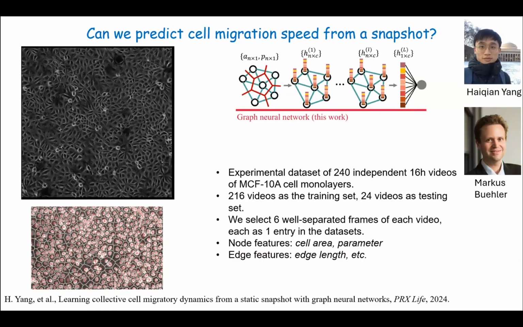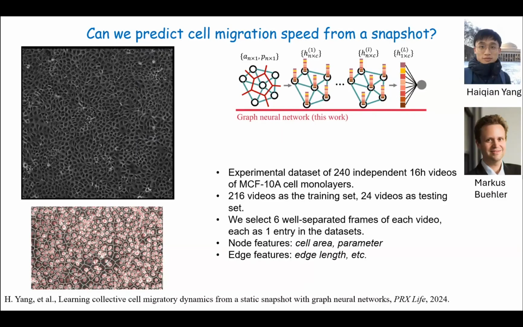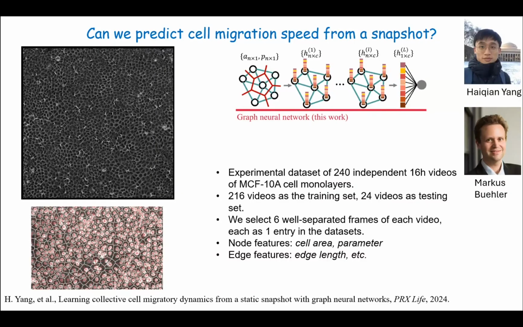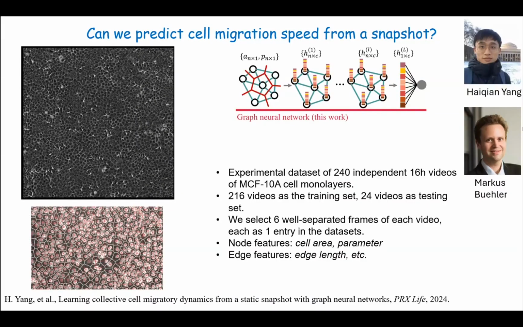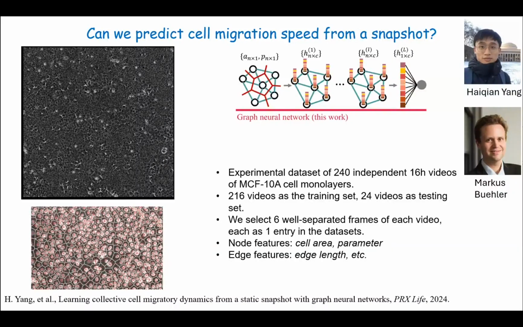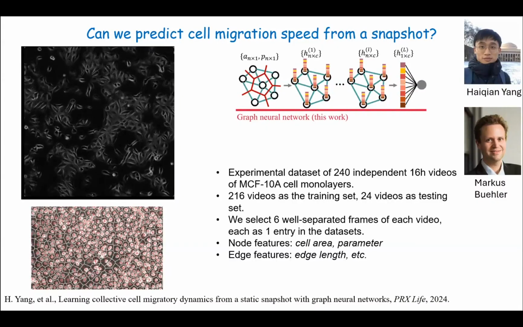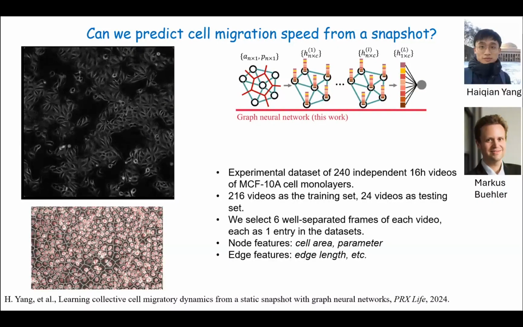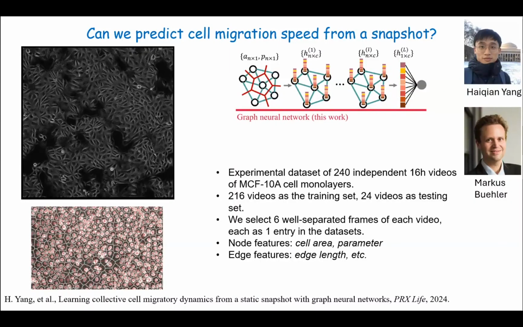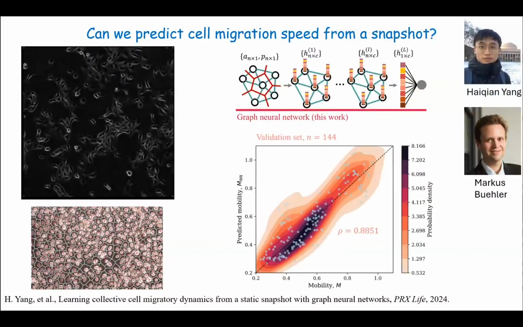The question we ask is, if I simply just take one snapshot, can I predict how quickly cells are migrating, right? Just from a snapshot. And we use the dual graph idea, and here is some of the details of the training and the modeling. For example, we consider cell area and perimeter and others as the node features, and we have the edge length and also direction as the edge features of different kinds as an example.